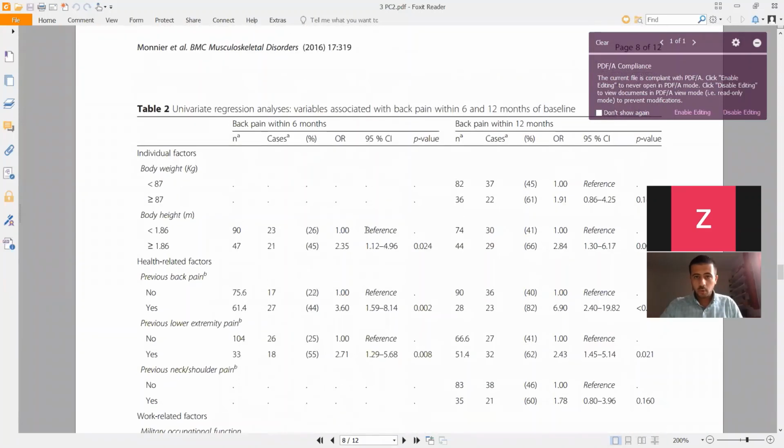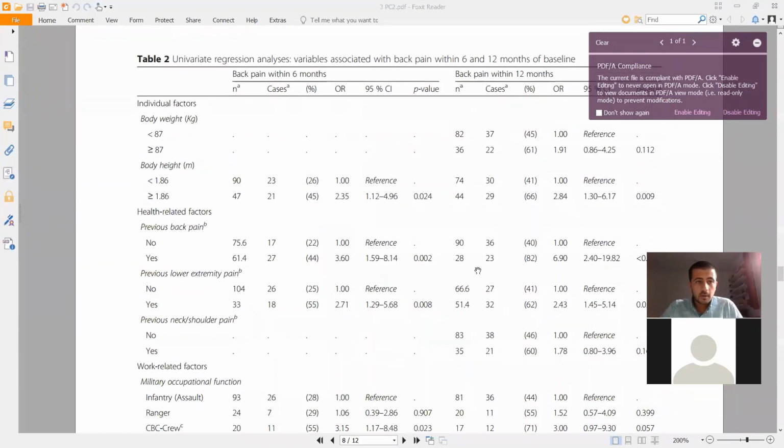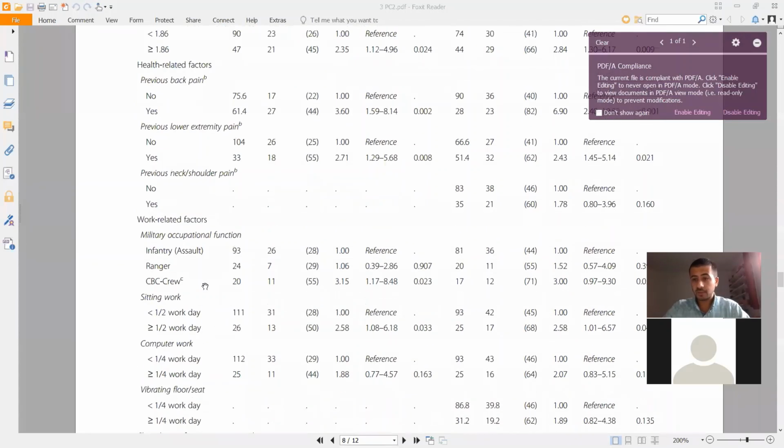Okay, if we go further to page number 8, okay. So it is the same. Yeah, it is the same here. Who is reporting back pain within 6 months? Who is reporting back pain within 12 months? And we are collecting the risk factors.